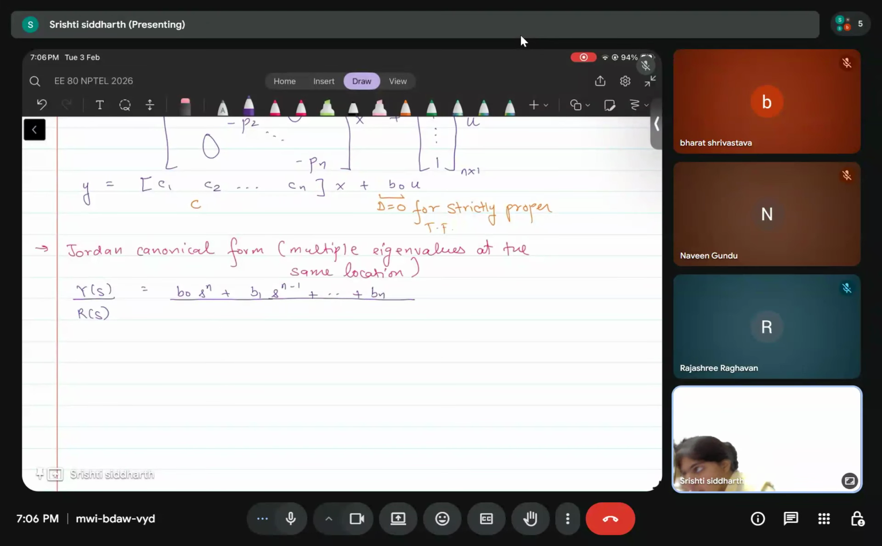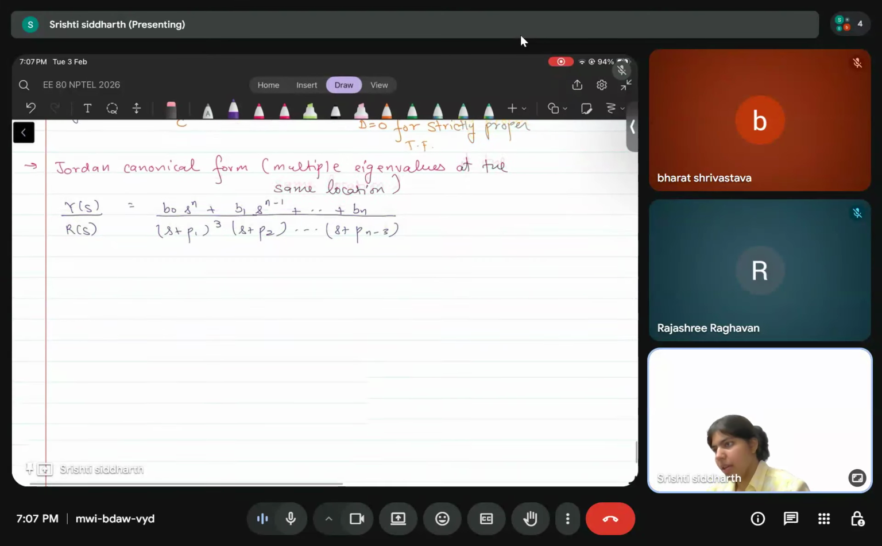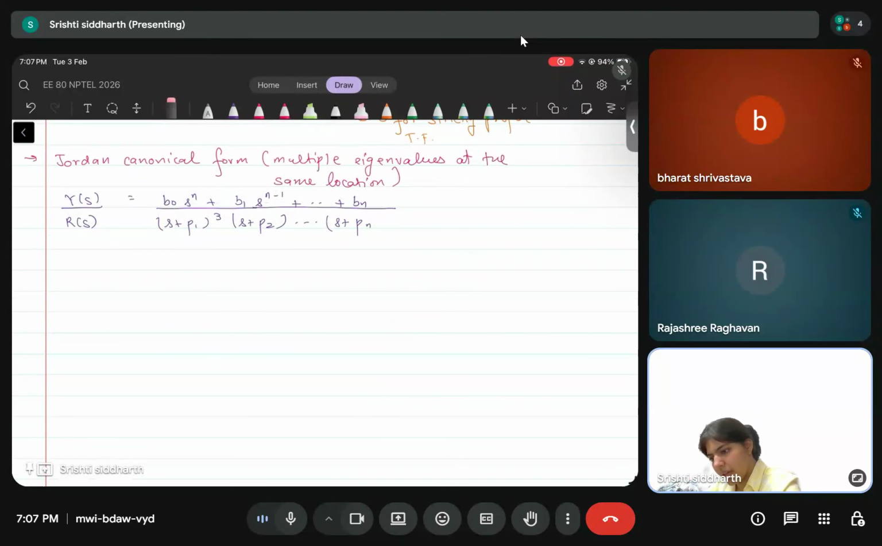So let's take a specific example. Let's say that the first pole is repeated 3 times, so this is (s plus p1) to the power 3, then we have (s plus p2) and so on. This can be written as, let's say this is some bn, so this is b0. Now for the first pole, there will be 3 coefficients.